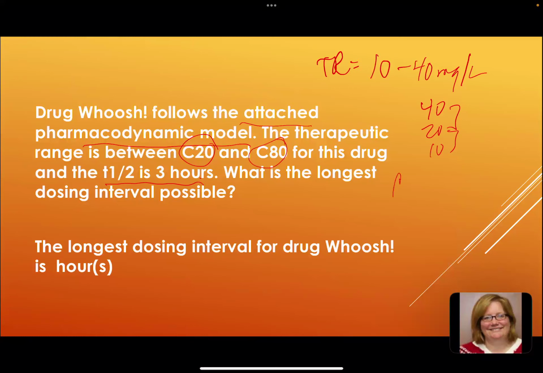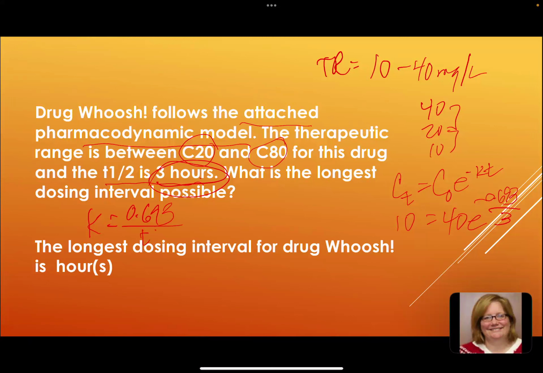You could also say that concentration at time t is equal to our initial concentration times e^(-kt), and put in here, we want to know when it's going to be 10 when we start at 40, e to the negative k. What will the k be in this case? 0.693 over what? 3 hours. You understand what I'm doing here when I'm converting half-life to a k? Do you remember that k is equal to 0.693 over half-life? So basically, I just took that 3 and put it in here, yeah? You good?